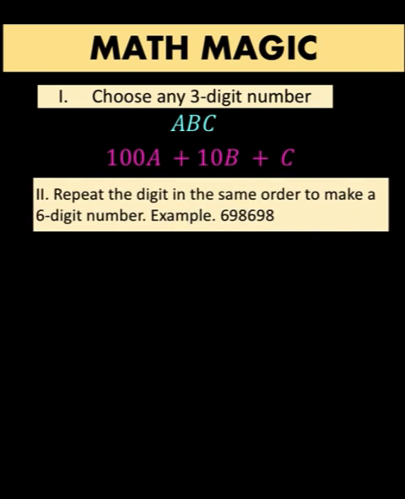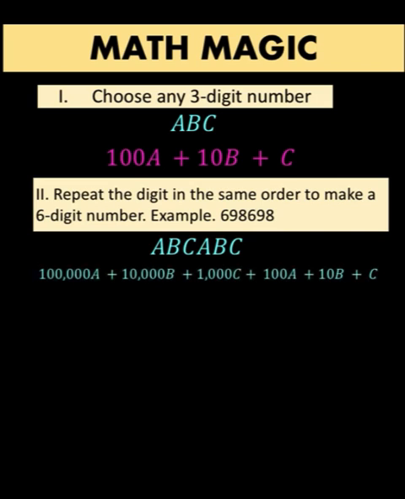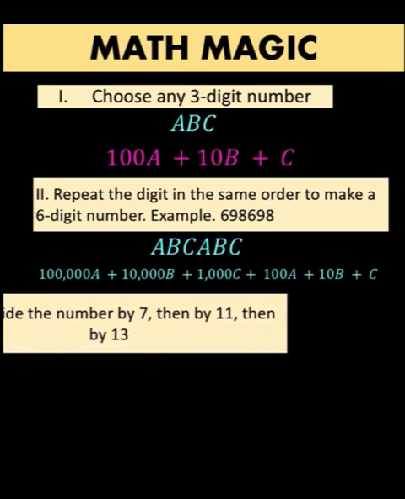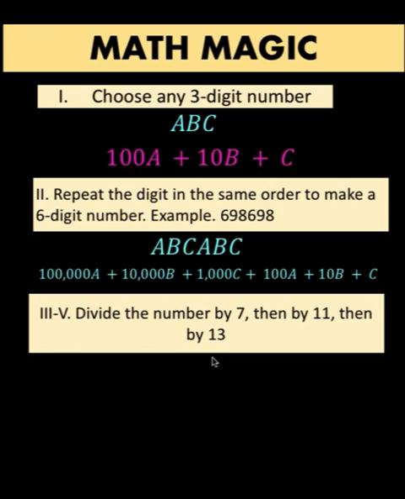Now, step number 2 is to repeat the digits in the same order to make a 6-digit number. So our ABC becomes ABCABC, which can be written in expanded form this way. So again, this is for the ones digit, the tens, the hundreds, then this is for the thousands, 10,000s, and 100,000s. Step number 3 is to divide by 7, then by 11, and then by 13, which is just the same as dividing by 1001 once.